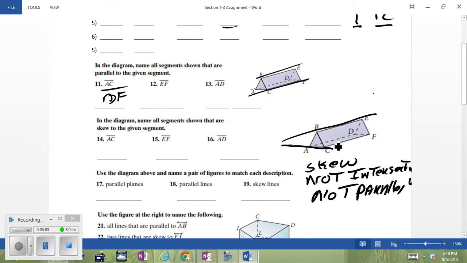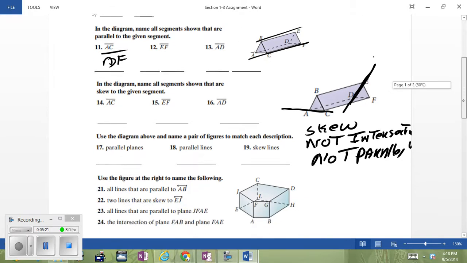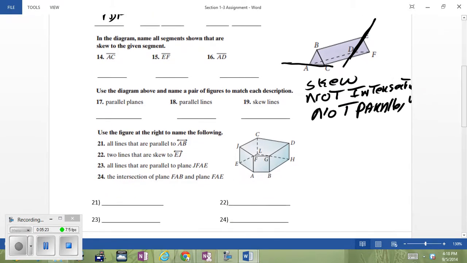and that's about it. Or not really, because you could say AC and EF are skew. You could say AC and DE are skew. So skew is not intersecting and not parallel. Now, of course, we know there's a symbol for parallel. Unfortunately, there's not a symbol for skew.